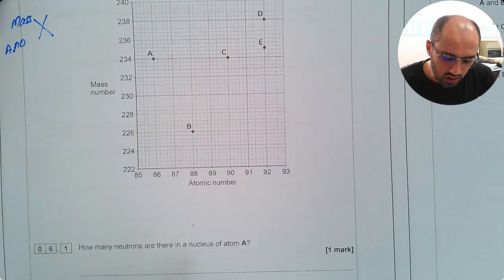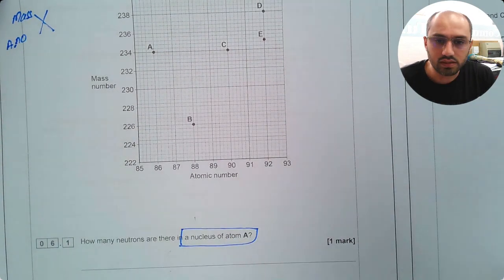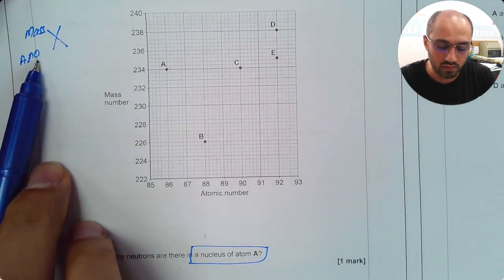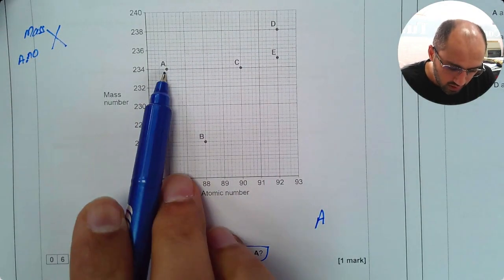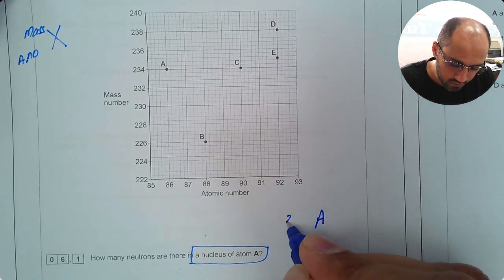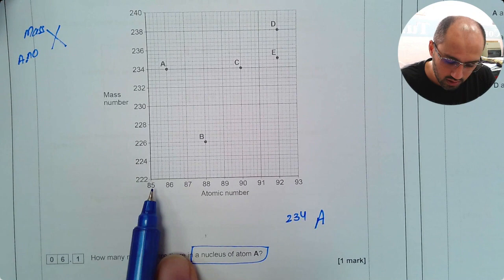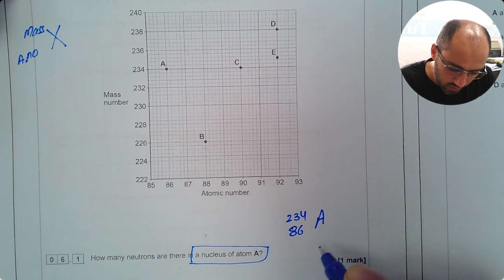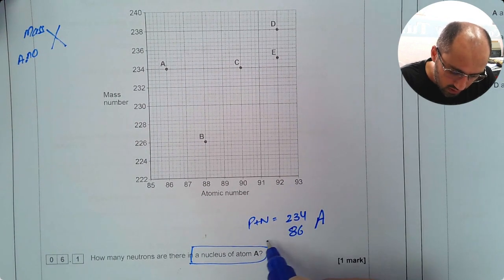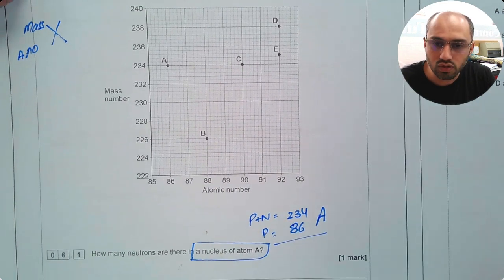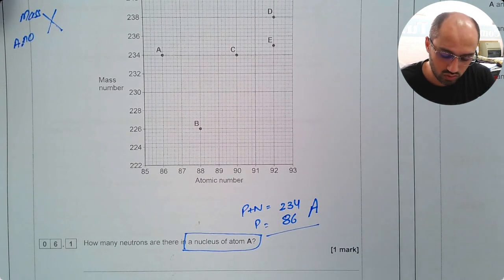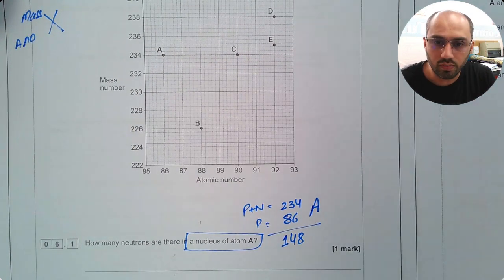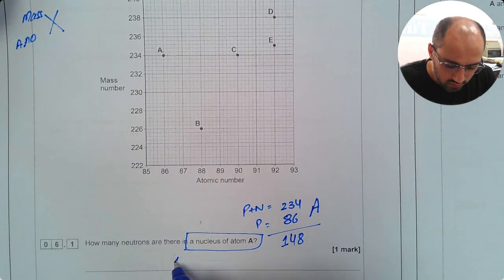It says how many neutrons are there in a nucleus of atom A. Now before I work out the number of neutrons, I will write down A in this form. What's the mass of A? The mass of A is 234, whereas the atomic number is 86. Now remind yourself, this is again P plus N. These are just P. So if you take the difference of these two numbers, you'll end up with the number of neutrons. So if you subtract 86 from 234, you'll be left with 148. So the amount of neutrons is 148.